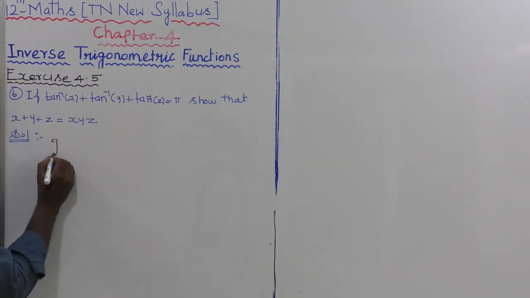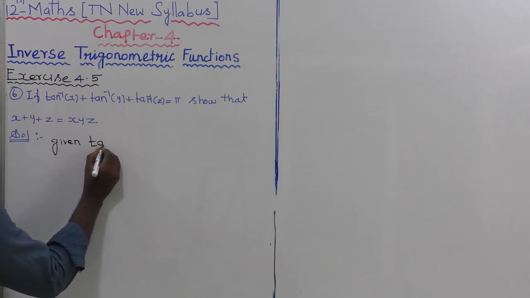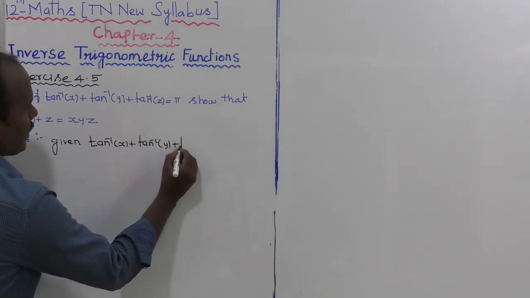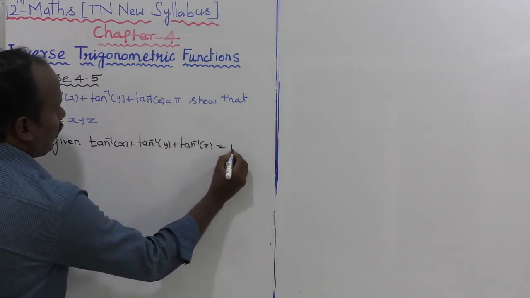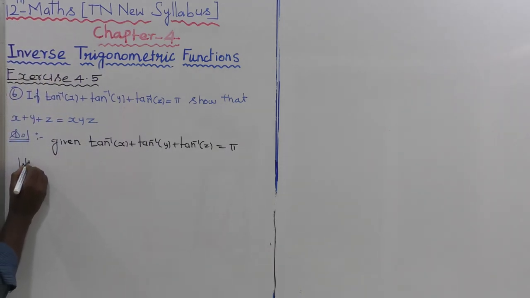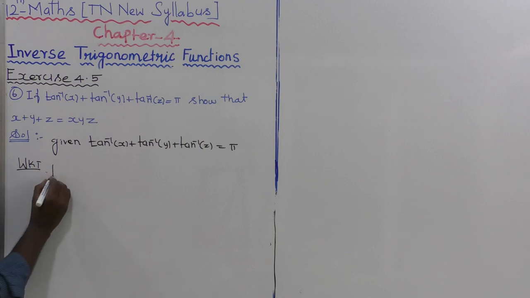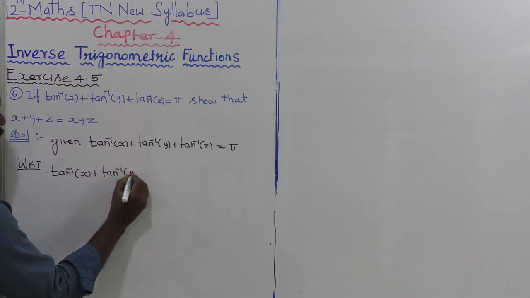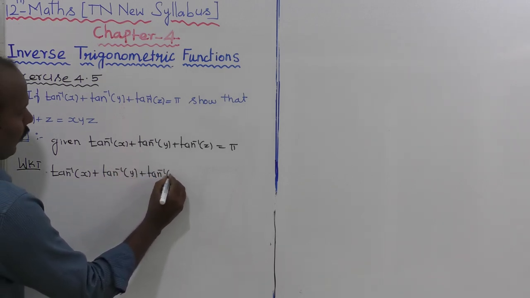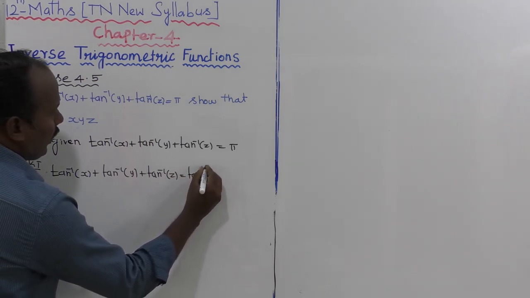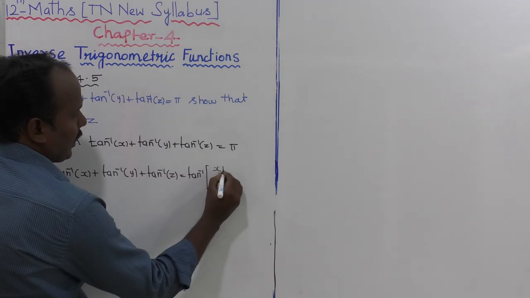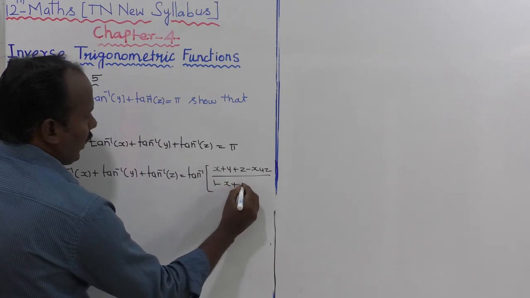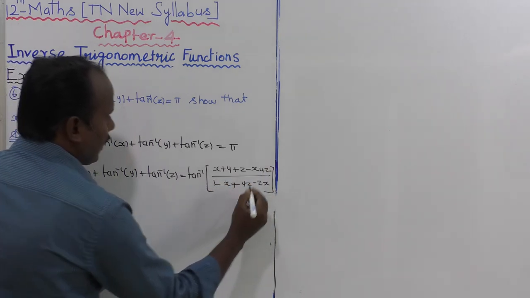So first, it is given that tan inverse of x plus tan inverse of y plus tan inverse of z is equal to pi. This one is given. Next, we know that tan inverse of x plus tan inverse of y plus tan inverse of z is equal to tan inverse of (x plus y plus z minus xyz) the whole divided by (1 minus xy minus yz minus zx). That is the result of the fifth sum.